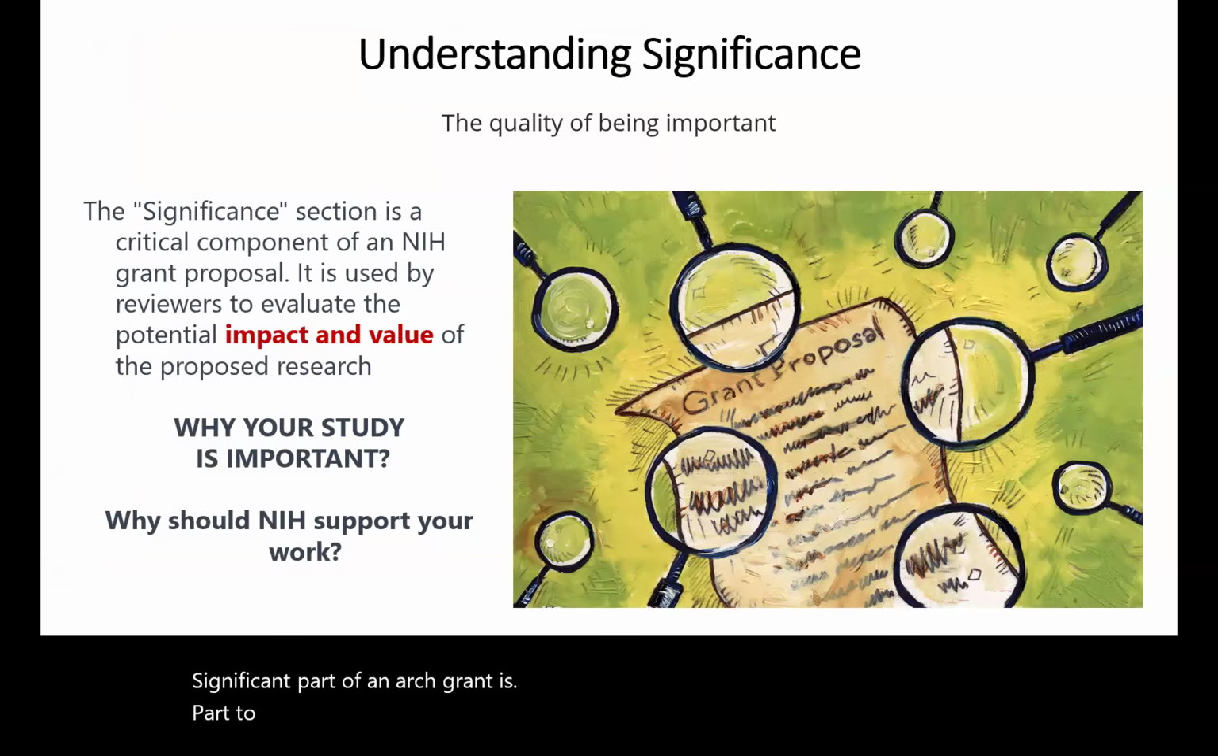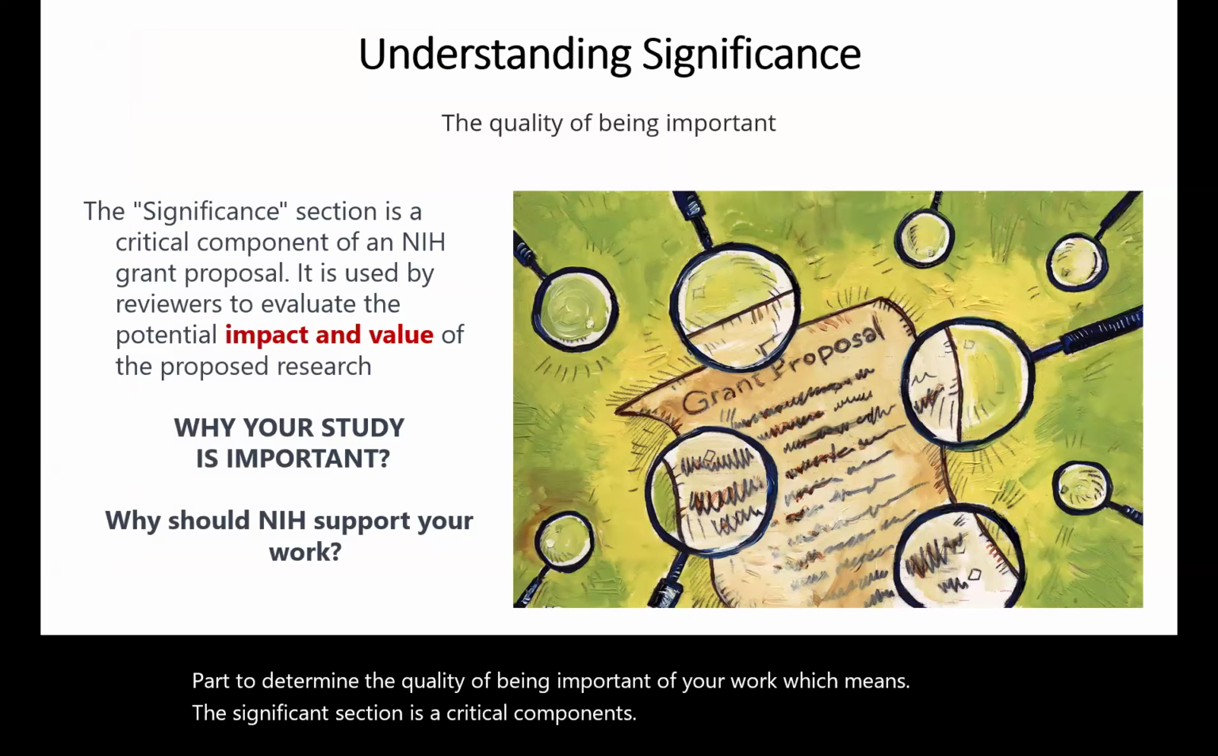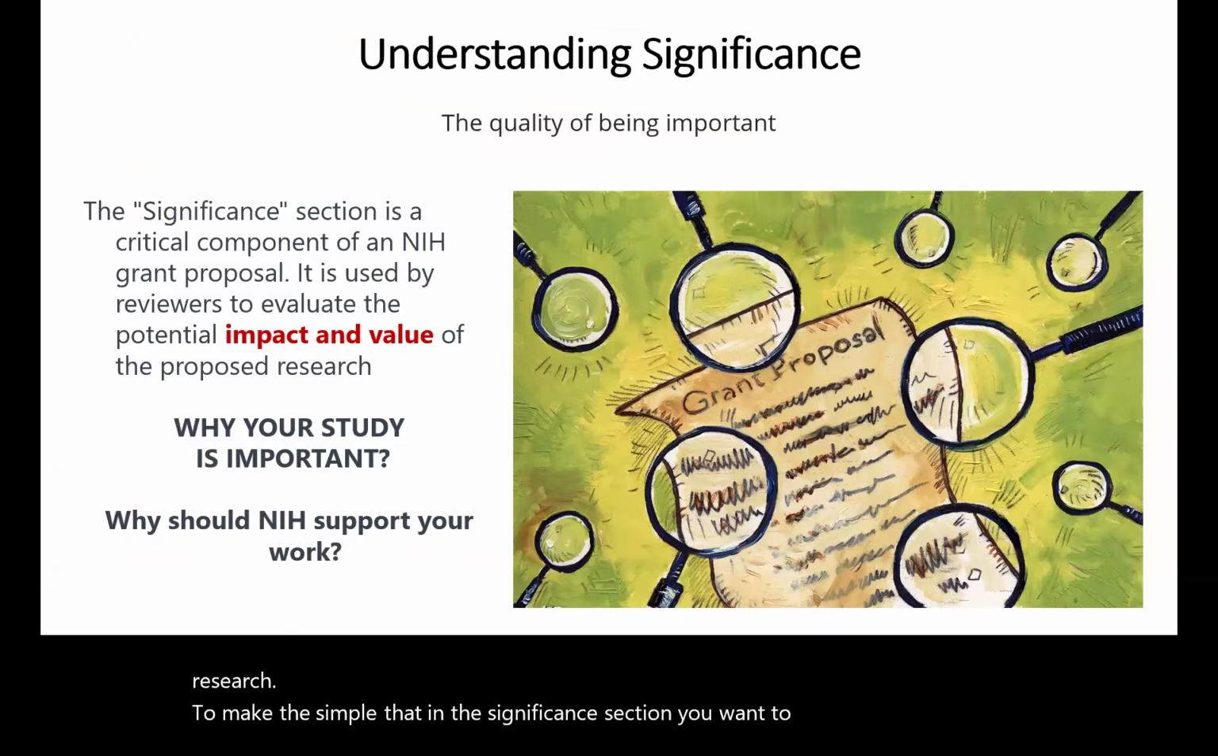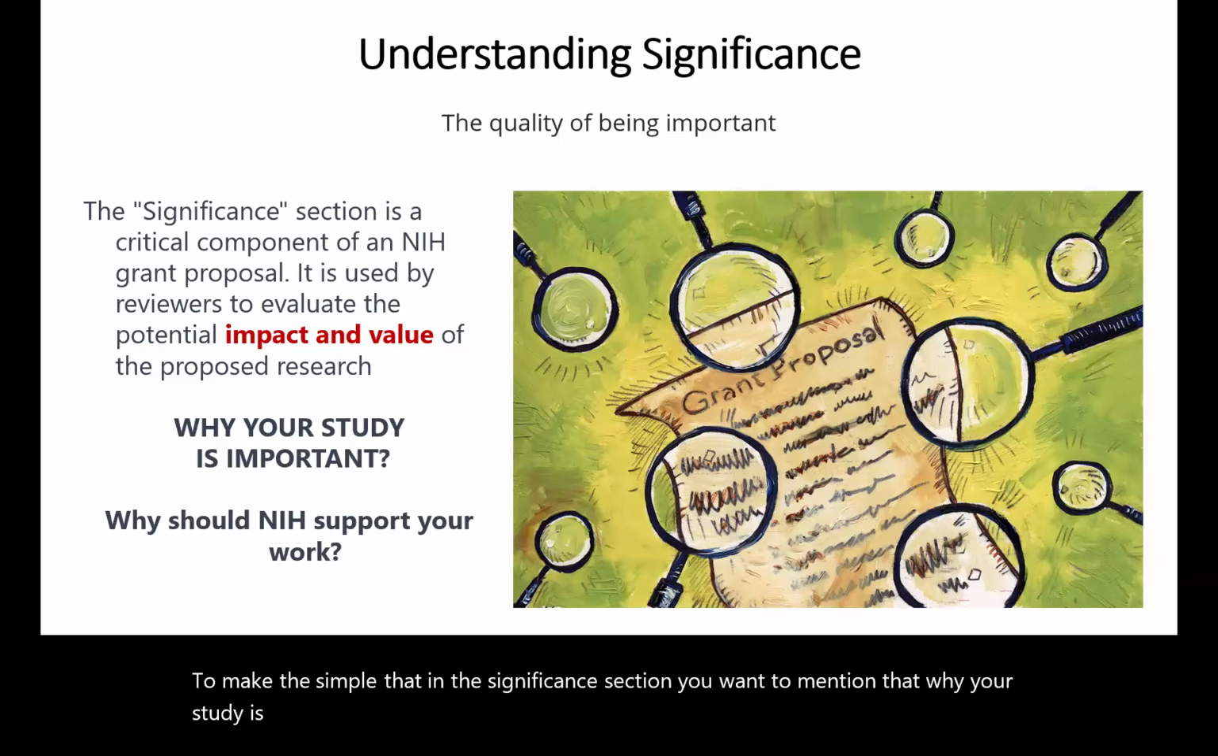quality of being important of your work, which means the significance section is a critical component used by reviewers to evaluate the potential impact and value of the proposed research. To make it simple, in the significance section, you want to mention why your study is important and why NIH should support your work.